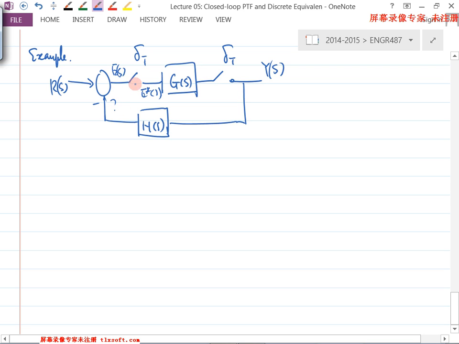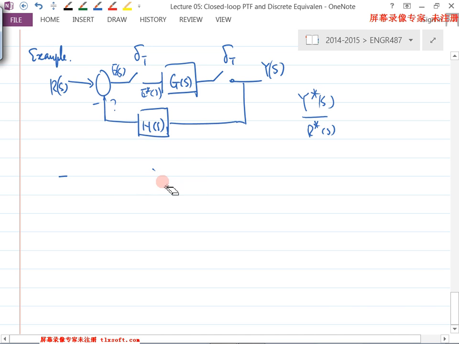First of all, when you look at this, there is an impulse sampler right after this junction, which means we will have this pulse transfer function, so it does exist. And the other thing is the trick, which I'll write down here.